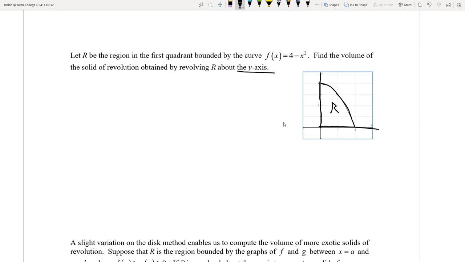That means we need everything in terms of y here. So we'll look at this as y equals 4 minus x squared, and we're going to have to solve for x so that y is our variable. Exactly backwards. So we'll add x squared to both sides, and we'll subtract y from both sides. We'll take the square root.